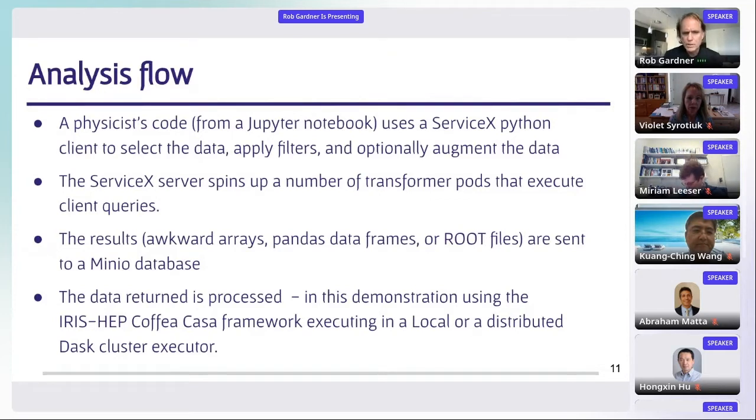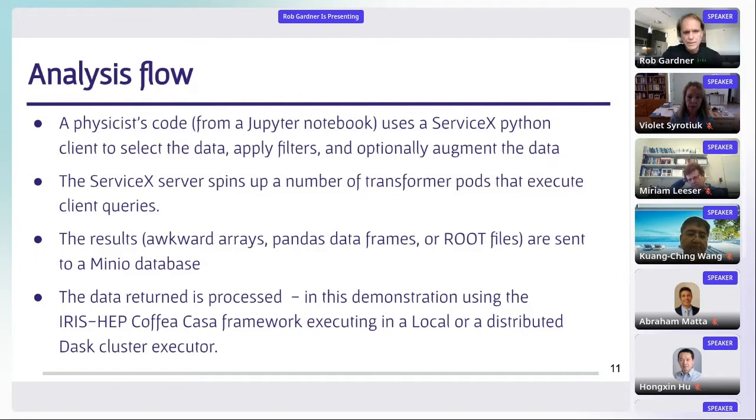So the way this looks is that a physicist's code running out of a Jupyter notebook basically embeds in the notebook clients which are calling out to the ServiceX service on Fabric, and it requests which data objects it wants, applies any filters, and then prepares the data it wants for downstream analysis as part of that.